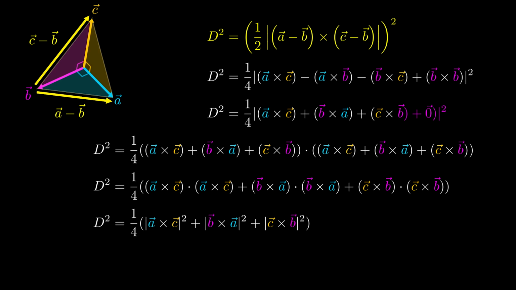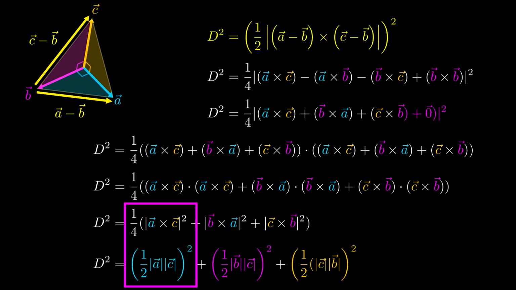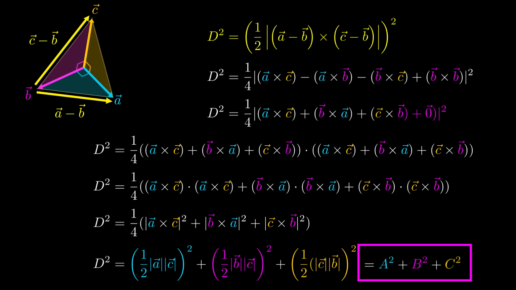And that pretty much gets us there because a cross c is length of a times length of c, as they're perpendicular, so the sum of 3 squares then is the sum of squares of the 3 triangles a, b, and c. So still a fair bit of vector algebra there in method 2, but I did at least show all the steps there, unlike method 1.